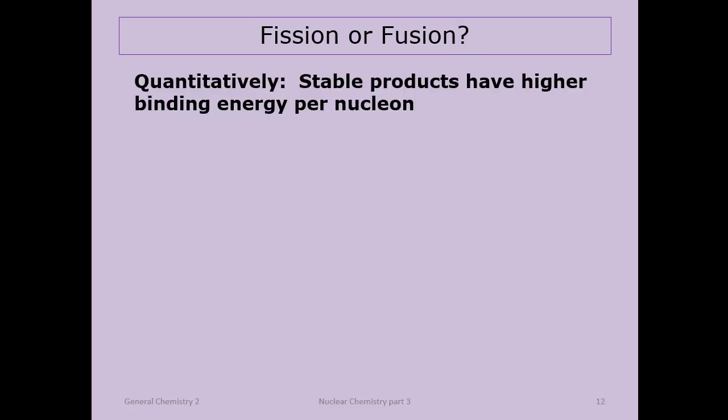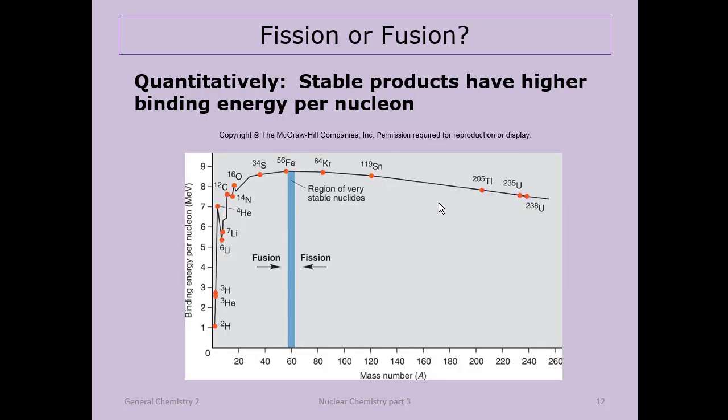So quantitatively, if you want to understand whether something undergoes fission or fusion, we do something called the binding energy calculation, and it quantifies the strong nuclear force involved in holding something together. So here is what's called the binding energy curve.